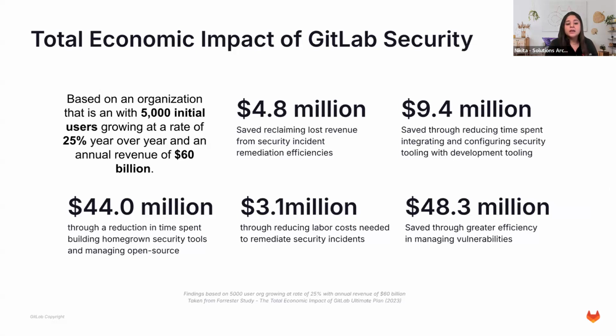Now that said, GitLab was able to reclaim almost $5 million in lost revenue, just based off of the efficiency of managing those issues early in the life cycle. Then we helped save 9.4 million through reducing the time spent integrating and configuring security tooling, by adoption of the GitLab platform instead of point solutions.